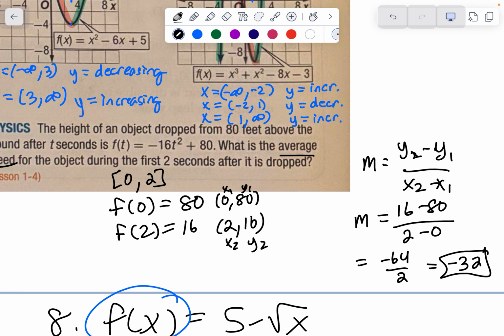So in physics, when you drop something, that negative is indicating you're getting closer to the ground. So it is somewhat directional, that the negative is indicating we're getting closer to the ground. The 32 is the average, that would be feet per second, because you plugged feet in here. This is feet, this is seconds. So that would be feet per second.